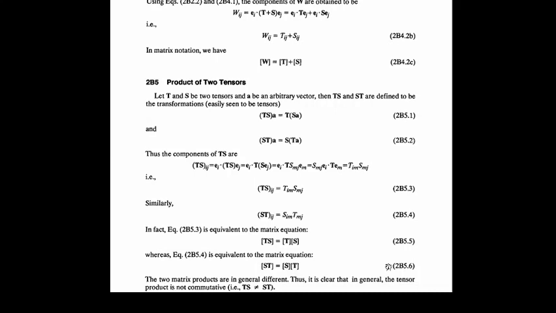Now 2B5.5 and 5.6 are the matrix forms of equations 2B5.3 and 2B5.4. Further it is written that TS is not commutative, that it cannot be equal to ST in general. In general, TS cannot be equal to ST, like matrices, where AB cannot be equal to BA in general.